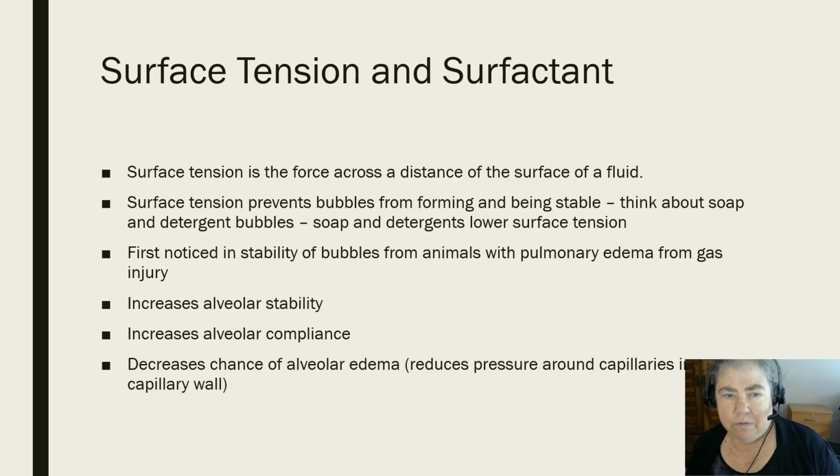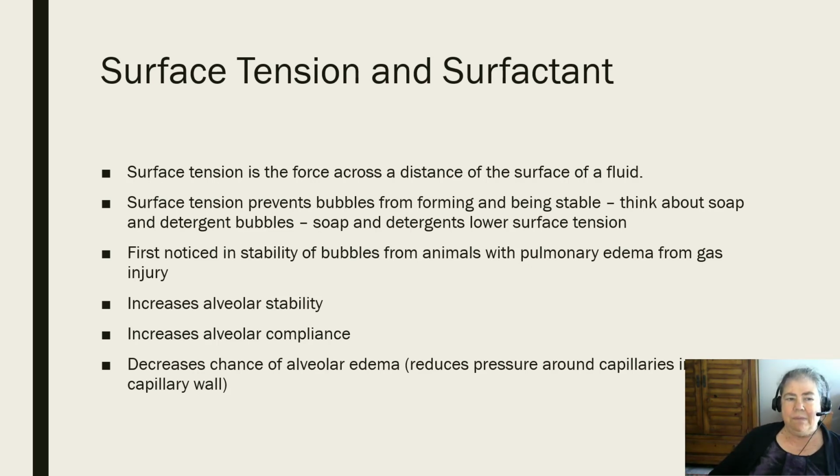So, what is surface tension? It is a force across a distance on the surface of a fluid. And it's what keeps bubbles from forming and being stable in just plain water. If you lower surface tension using things like soap and detergent and agitate the water, you can get stable bubbles.